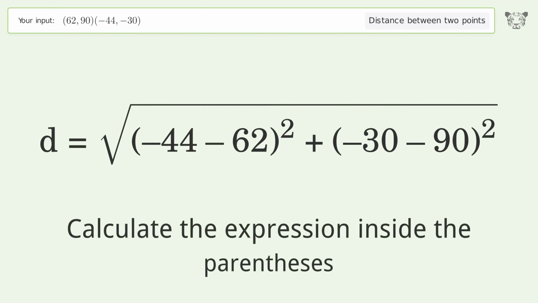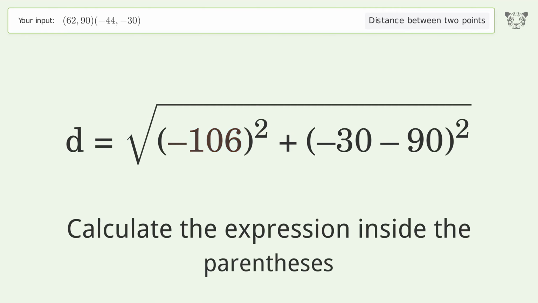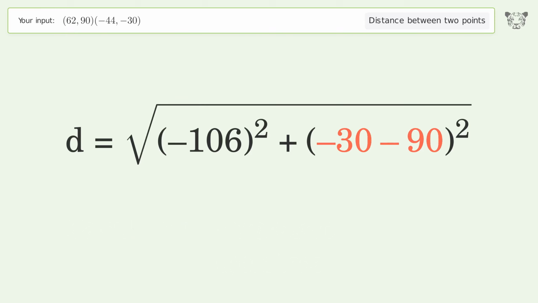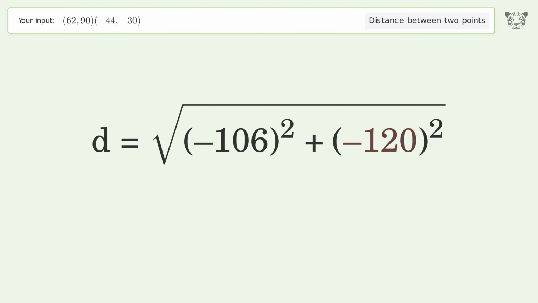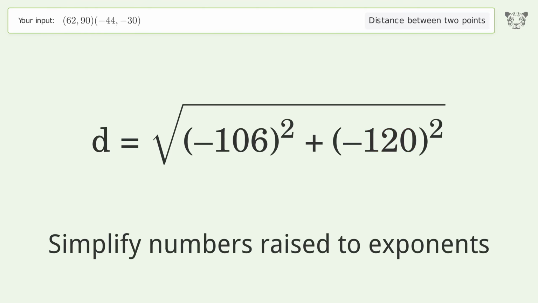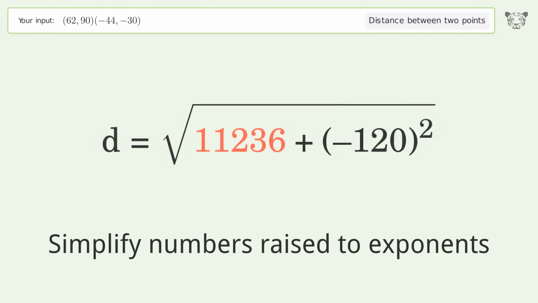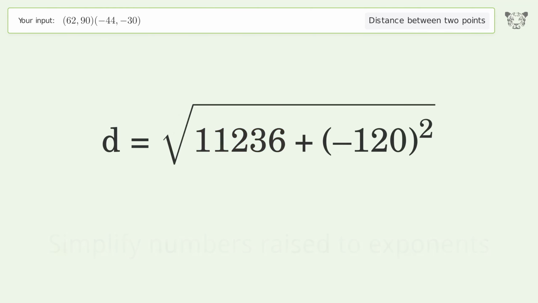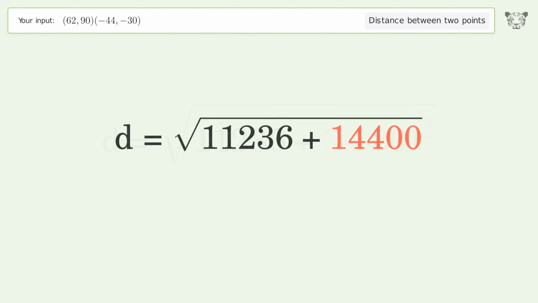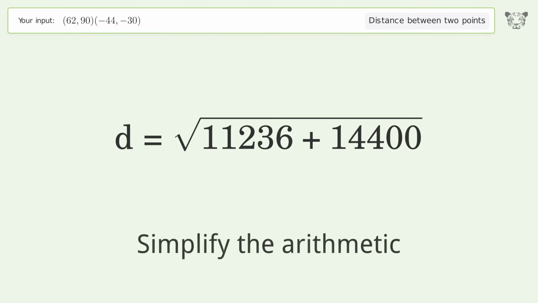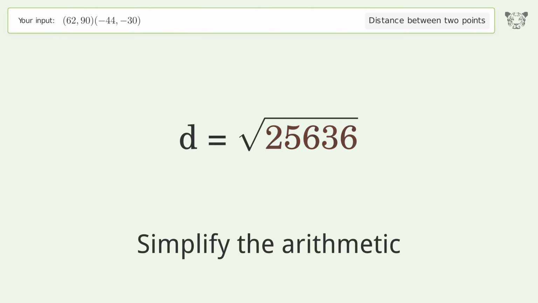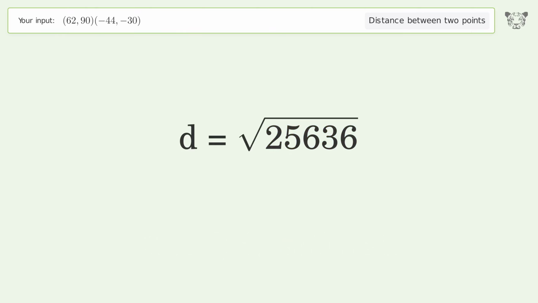Calculate the expression inside the parentheses. Simplify numbers raised to exponents. Simplify the arithmetic. And so the distance between the 2 points is the square root of 25,636, or 160.112.